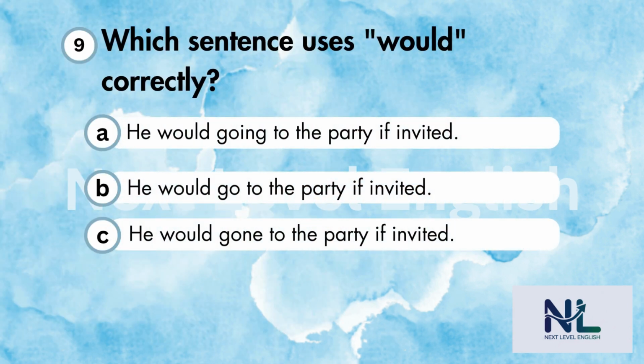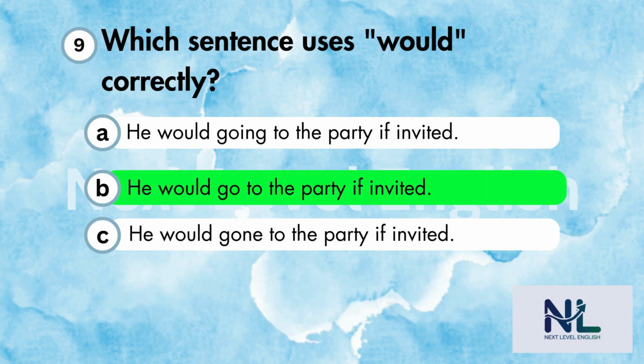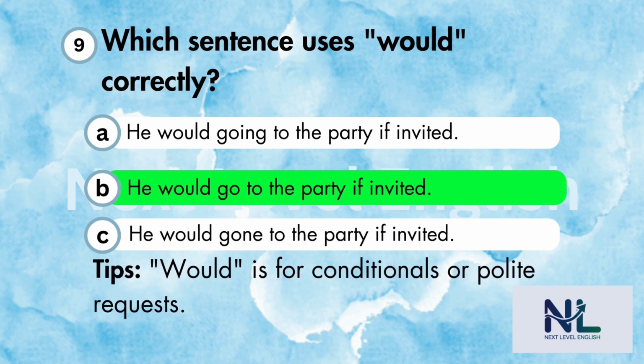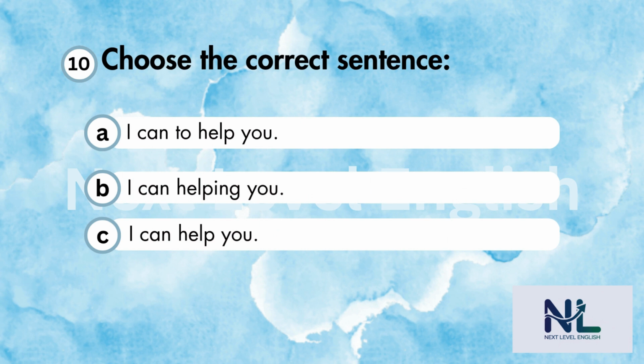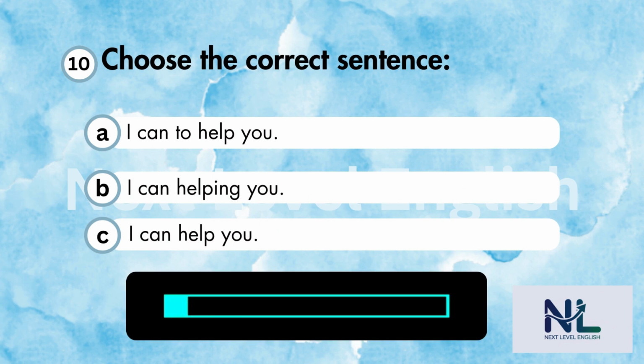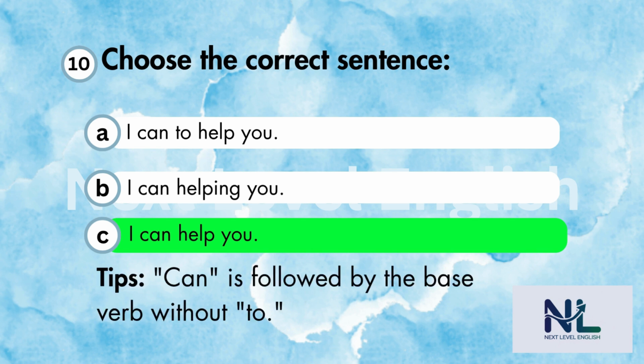9. Which sentence uses would correctly? He would go to the party if invited. Tips: would is for conditionals or polite requests. 10. Choose the correct sentence. I can help you. Tips: can is followed by the base verb without to.